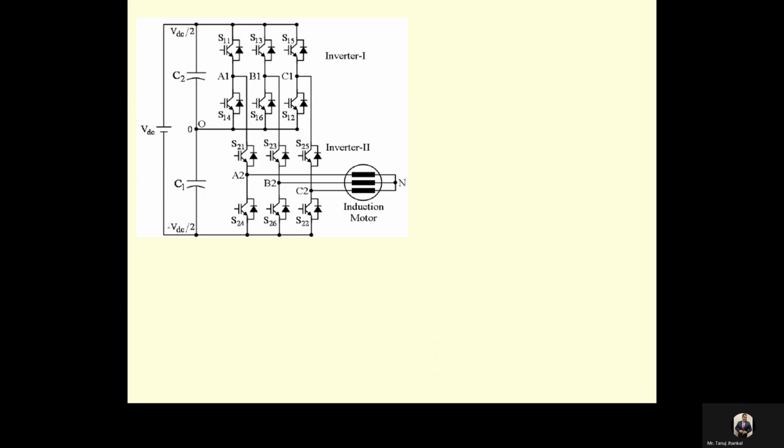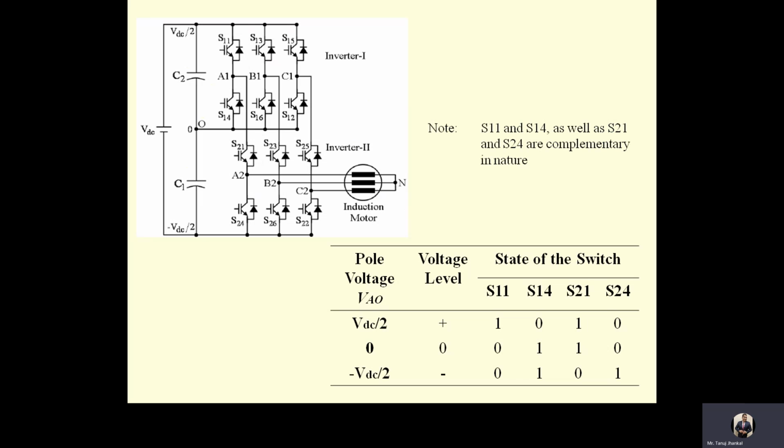In this configuration, the switching devices in one leg of the individual two-level inverter are always switched in complementary fashion, provided the capacitor voltages are equal to half of the DC link voltage, which is VDC by 2. Then the voltage VA2O, or we can say VOA2, can be either VDC by 2, 0 or minus VDC by 2, as shown in the table.